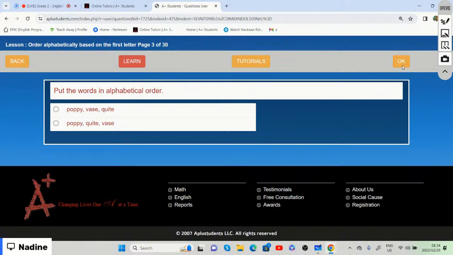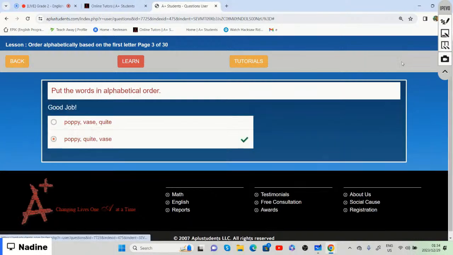So we need to look at the first letter of each of those words. All right, then if we put those words in alphabetical order, then we can say it is P for poppy, Q for quite, and V for vase. So it's the second option. Well done.